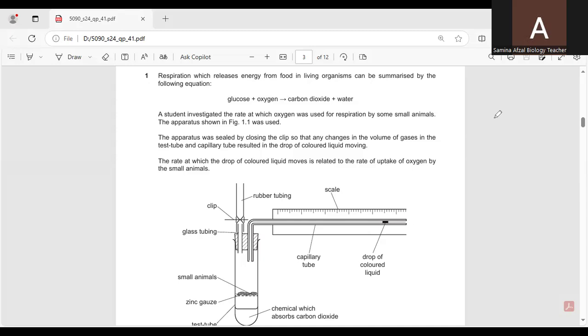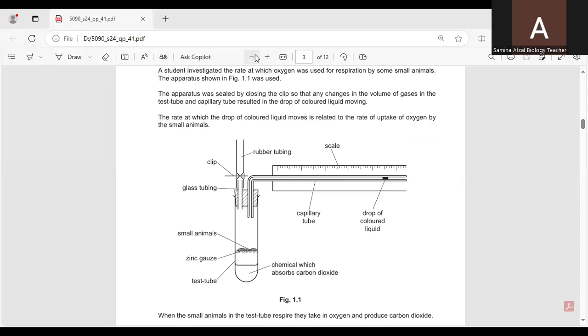The apparatus was sealed by closing the clip so that any changes in the volume of gases in the test tube and capillary tube resulted in the drop of colored liquid moving. The rate at which the drop of colored liquid moves is related to the rate of uptake of oxygen by the small animals. In the apparatus shown in the figure, a test tube has a chemical at the base which will absorb the carbon dioxide. It can be sodium hydroxide or potassium hydroxide.